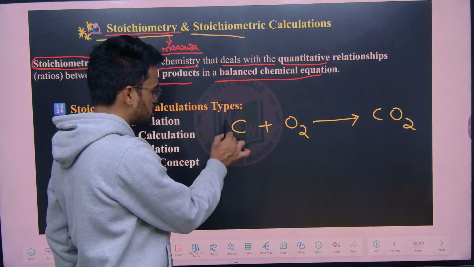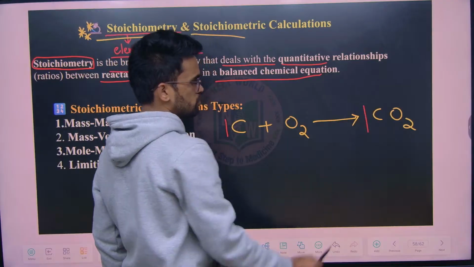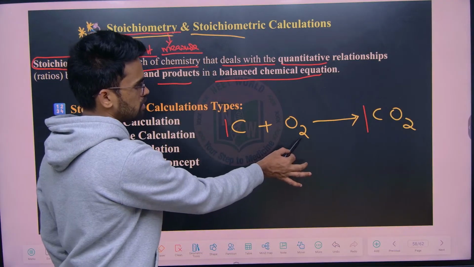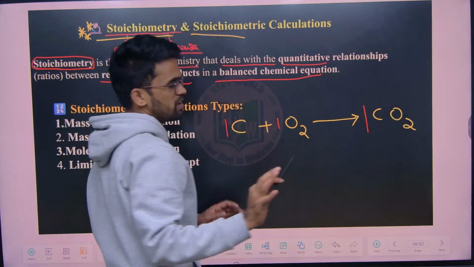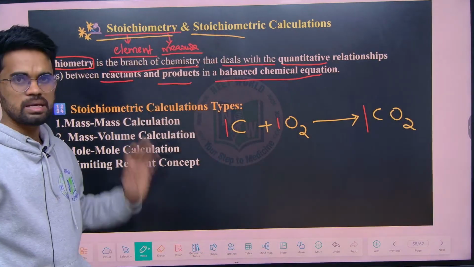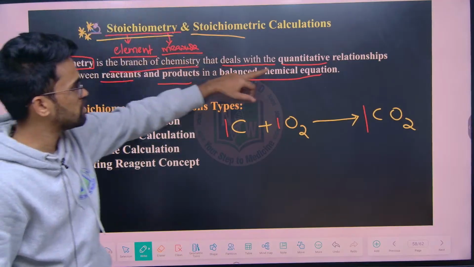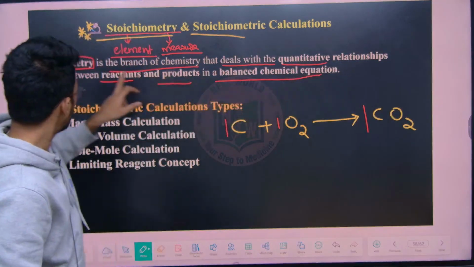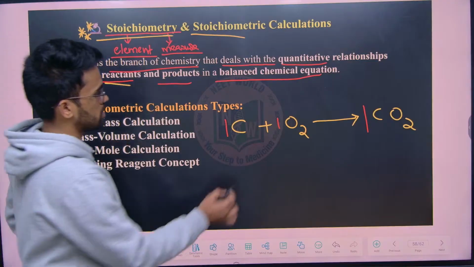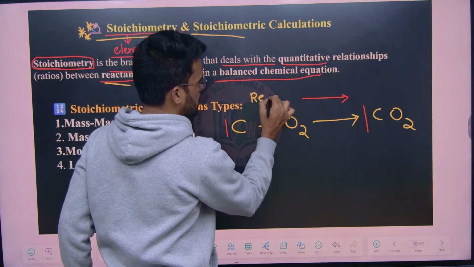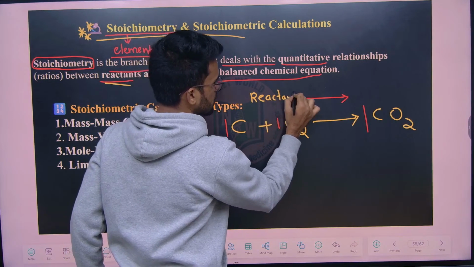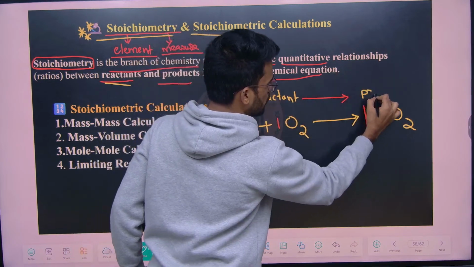How many carbons are there here? 1. So this side should also be 1. How many oxygens are there? This is 2 oxygen atoms, so here also 2 oxygen atoms. So everything is balanced. Write the balanced equation. Now it deals with the quantitative relationships between reactants and products. To the arrow mark, the left side is called the reactants, and this side is called the products.